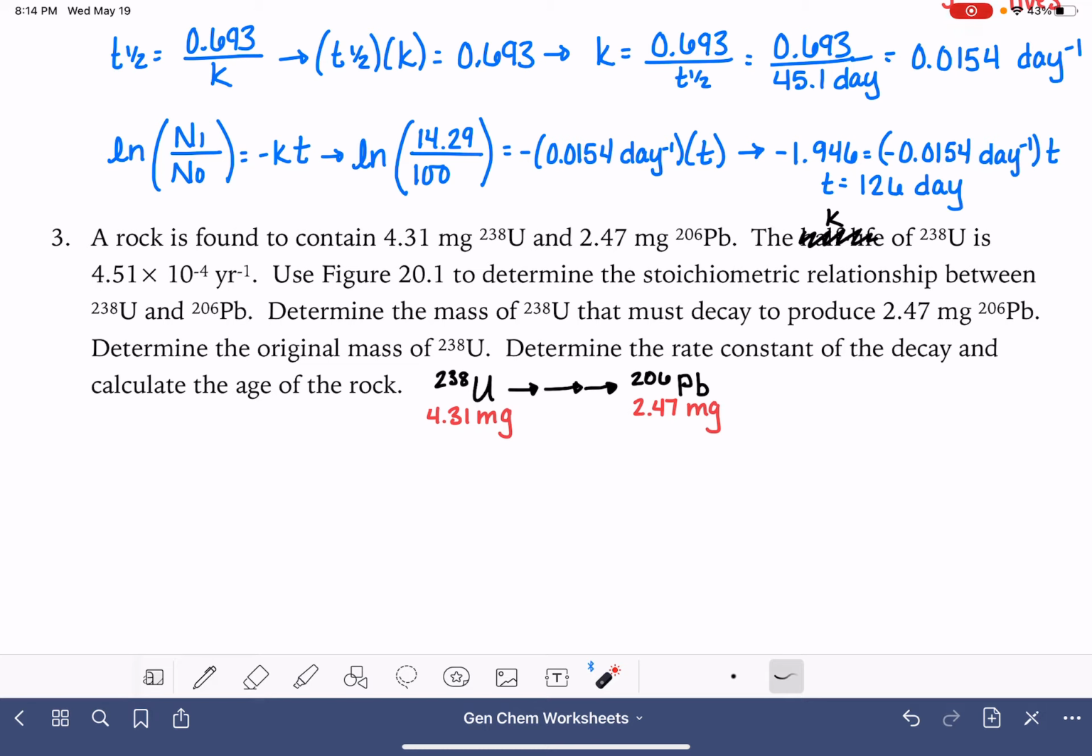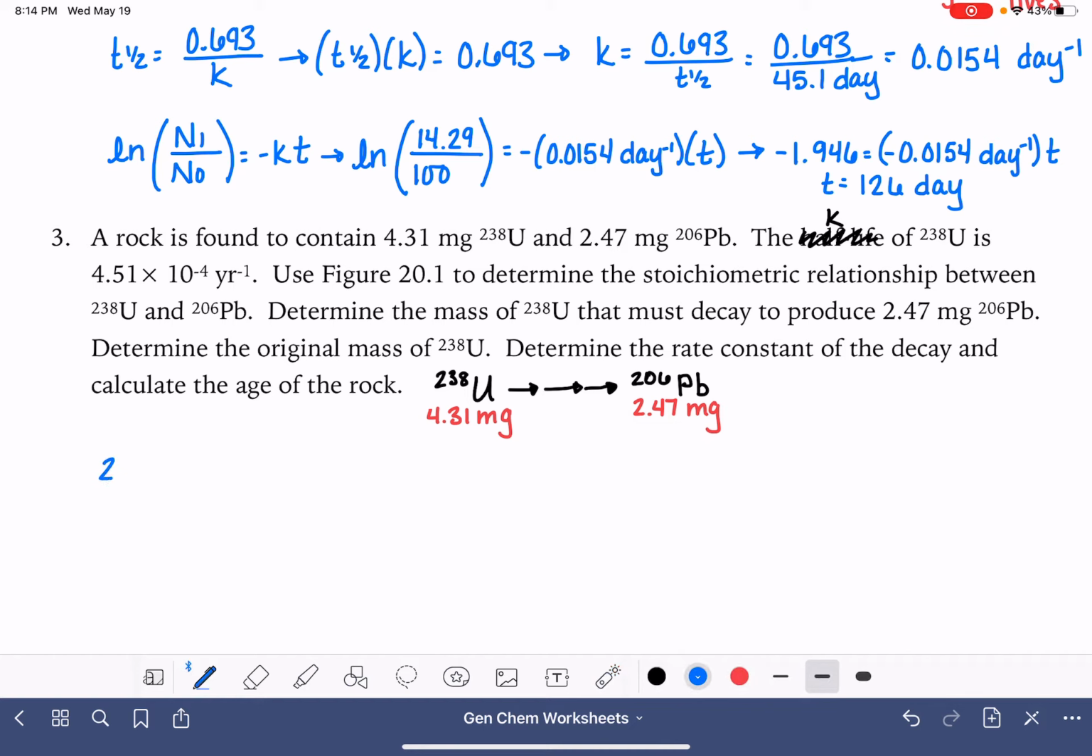and we've got 2.47 milligrams of lead that has been produced. So the next question that we're going to answer: determine the mass of uranium-238 that must decay to produce 2.47 milligrams of lead. What we want to figure out is how much uranium has already undergone decay and turned into this lead. And we're going to do that with just a gram-to-gram conversion.